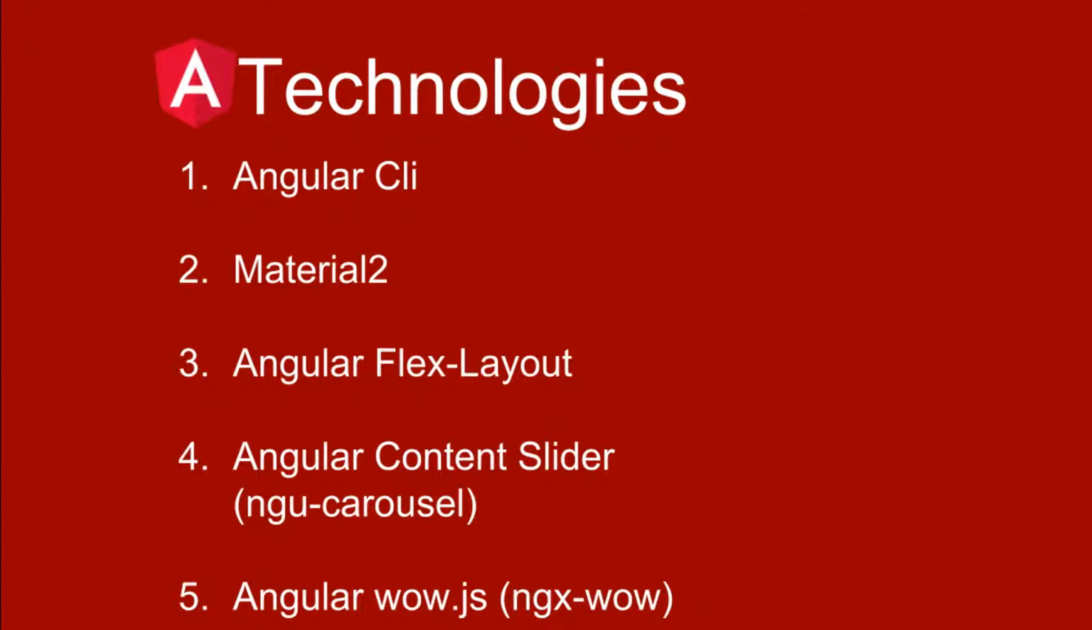Welcome to this tutorial on building a simple but advanced web page. We'll be building a web template using Angular CLI version 7 and libraries created with Angular such as Material 2, Angular Flex Layout, Angular Content Slider, which is NGU Carousel, and the Angular Wowjs library, which is also known as NGX Wow. But before we start, let me show you the end product of what we are trying to achieve in this tutorial.